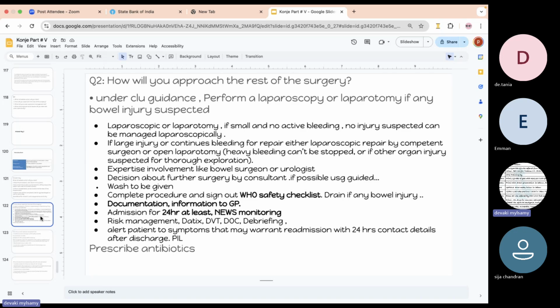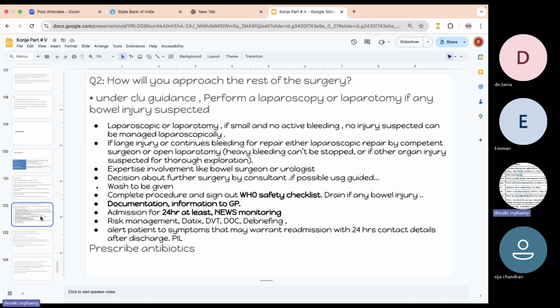Then the second question, yes, what will be your approach to the surgery? So here, my approach to the surgery would be to confirm by going ahead with the laparoscopy. If there is any injury, then repair of the injury either laparoscopically or by laparotomy. You had mentioned this. But this will be done under the supervision of your consultant.